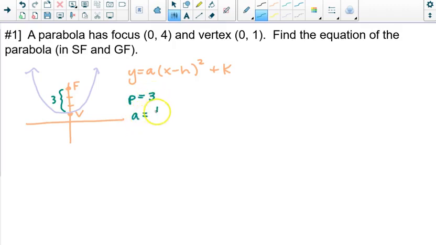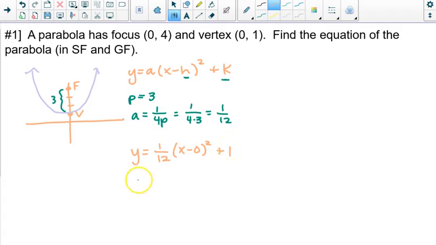And a is 1 over 4p. So that's 1 over 4 times 3. So that's 1/12. And we know h and k from the coordinates of the vertex. So let's put all those numbers in, and we get y equals 1/12 times x minus 0 squared plus 1, since our vertex was (0, 1). Let's write that as y equals 1/12 x squared plus 1. You could also write y minus 1 equals 1/12 x squared. So we have our standard form.